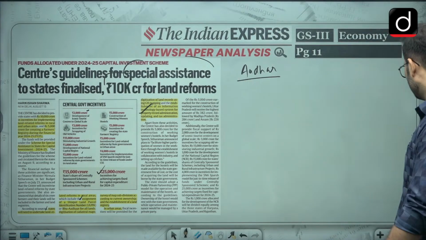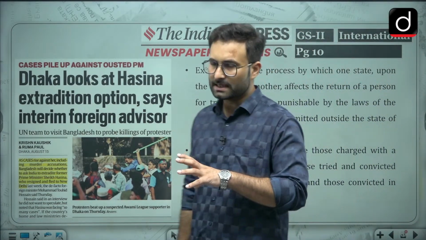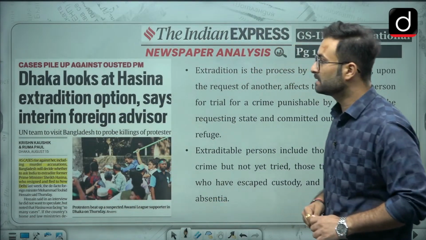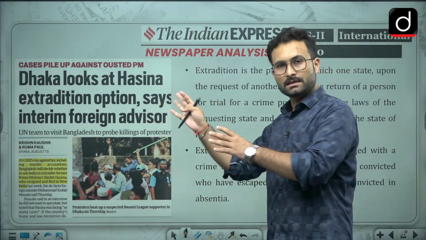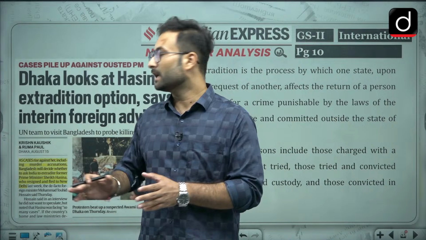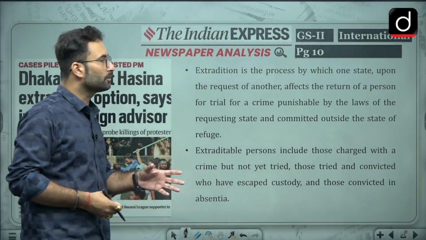Okay, now moving further to the next article, which is related to extradition laws. Here you can see Dhaka looks at Hasina's extradition option, says interim foreign advisor, and that is being discussed in Dhaka till now, and India has not yet responded to that. Now that is the news, and we will be talking about the background of it, the static part which is related to it, that is extradition.